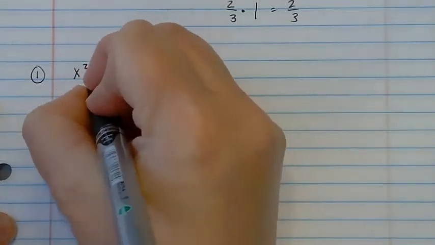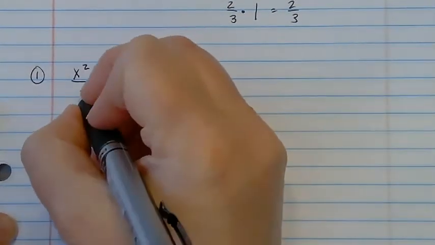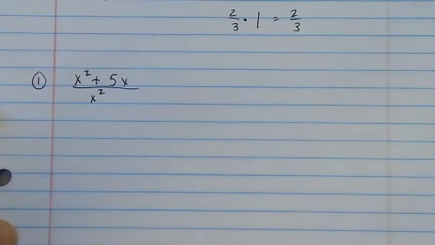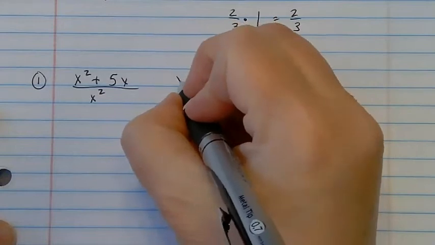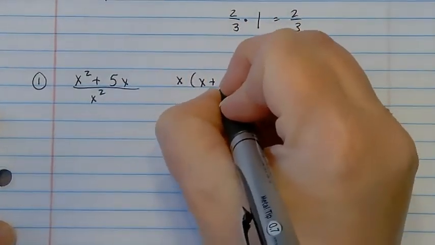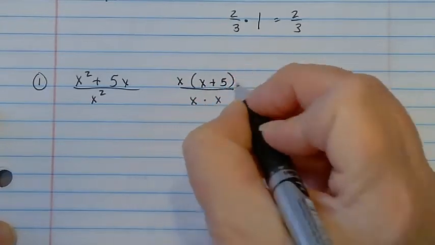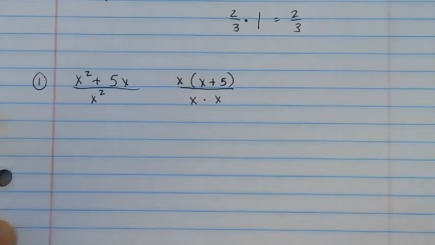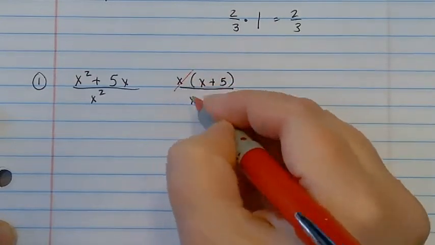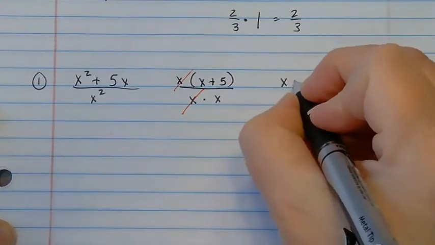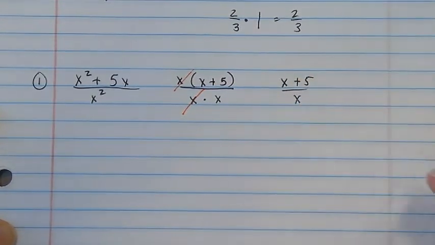X squared plus 5x over x squared. What we want to try to do is separate this into factors, because once we have it separated into factors, then we can reduce. So the top one is going to factor to x times x plus 5. The bottom one factors to x times x. So now that I have two factors that are the same, an x in the numerator and an x in the denominator, they're going to cancel out. So my answer would just be x plus 5 over x.